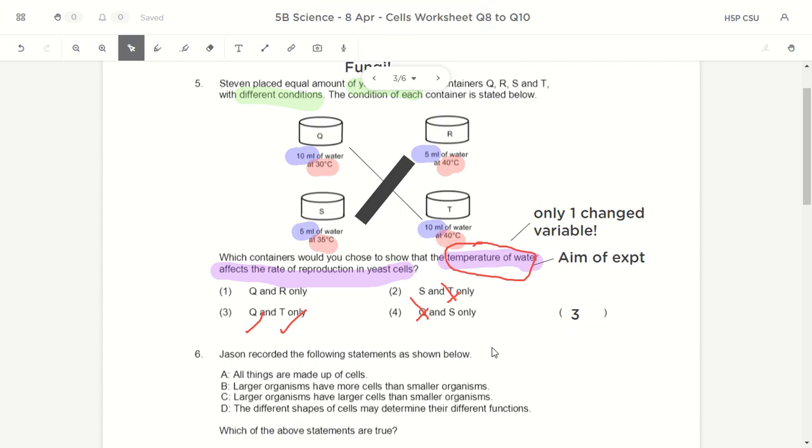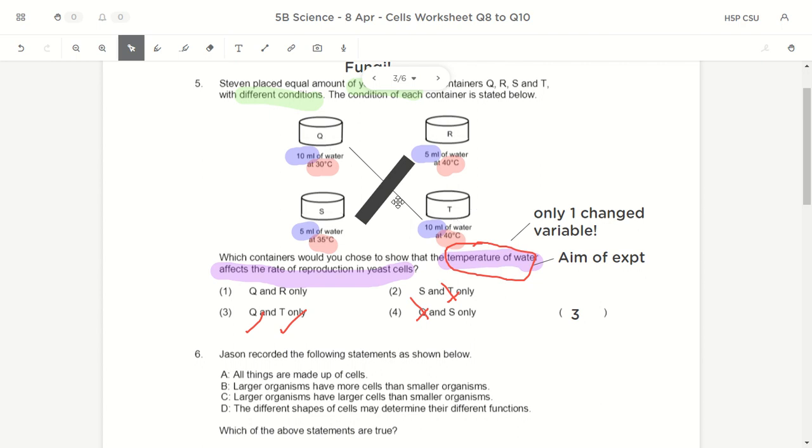Right? This question is testing you on process skill, whether you know what the changed variable is here. I'm testing whether the temperature affects the growth of yeast cells. So I only change the temperature of the water. Everything else I keep the same. So I choose containers with different temperatures, but everything else is the same.